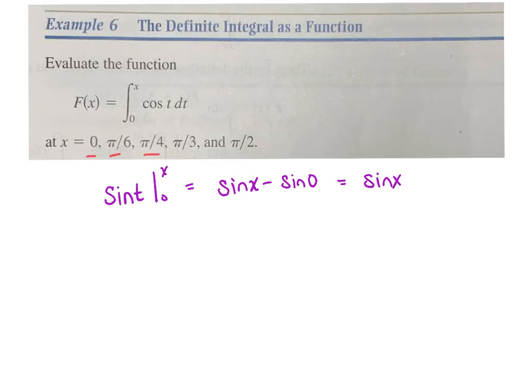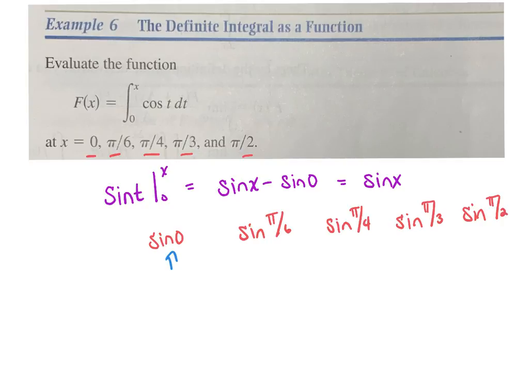And then they want it for these 5 things. Well, you just plug it in. Sine of 0, sine of a 30-degree angle, sine of a 45-degree angle, sine of a 60-degree angle, sine of a 90-degree angle. And so you get these individual answers here. Square root of 3 over 2, and that is just going to be 1. And so you have different functions there potentially.